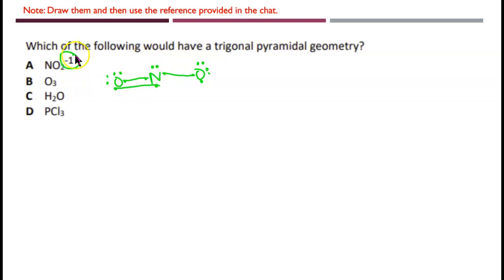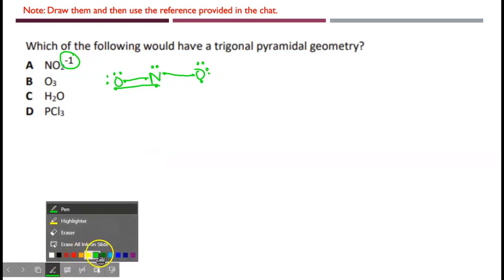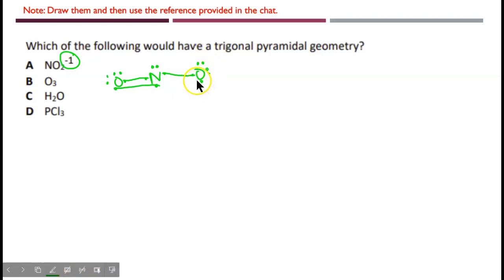But because of this -1, that means we're going to add an extra electron. I'm going to go ahead and change the color of that electron that I'm going to add. We'll put dark green right here. That's my extra electron that I added. And now it has the lone pair.